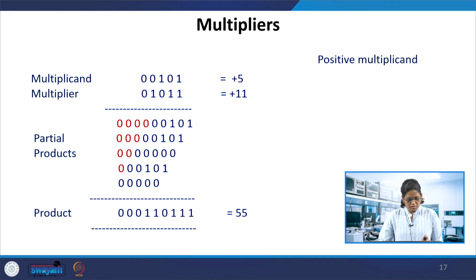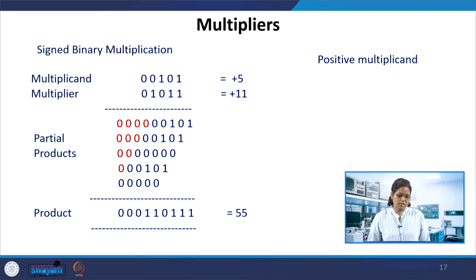We have seen unsigned binary multiplication; signed binary multiplication can be obtained with the multiplicand, and this is actually the positive case. So we have plus 5 and plus 11, a positive multiplicand. Partial products can be generated when you deal with signed binary numbers. Then sign extension needs to be taken care of, because in sign magnitude, if you remember, the last bit represents the sign. If it is 0, the number is positive, otherwise if it is 1, the number is negative.